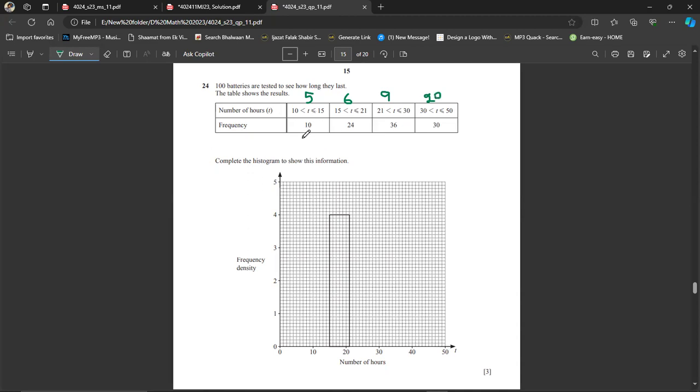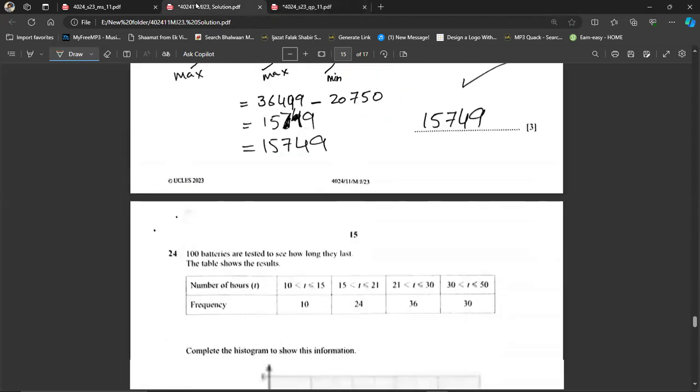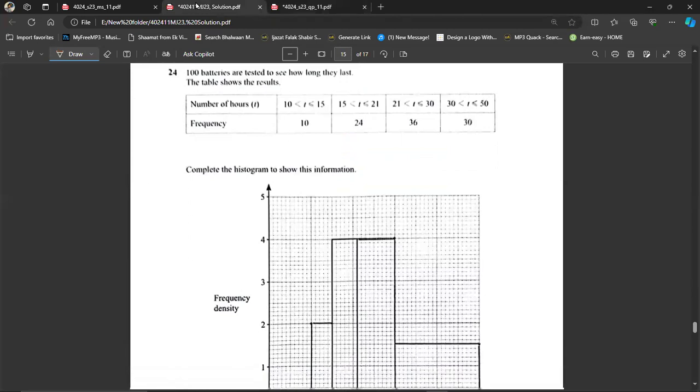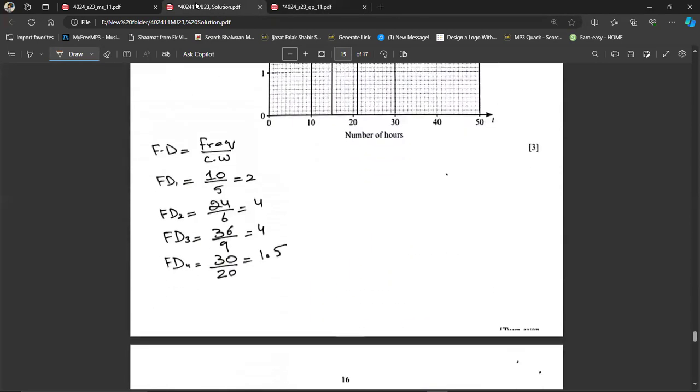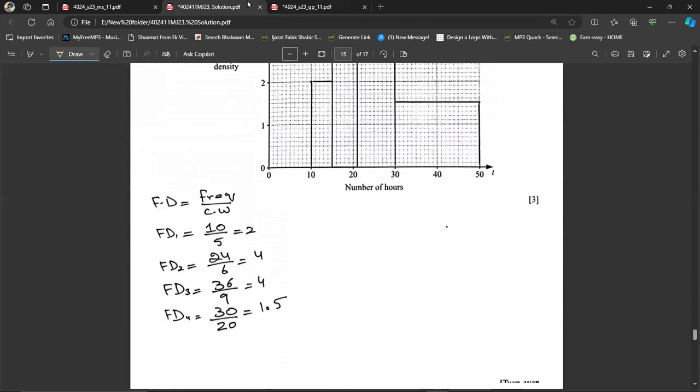How do you find the frequency density? You divide the frequency with the class width. So what you will do here? 10 divided by 5, 24 divided by 6, 36 divided by 9, 30 divided by 20. So this is how you find the class width and the frequency density of each class. So let me show you here.